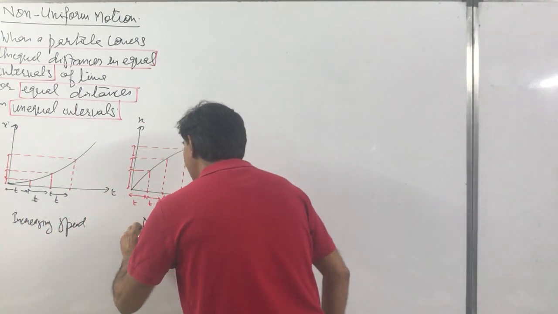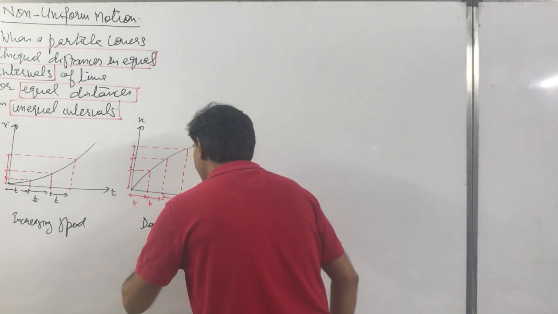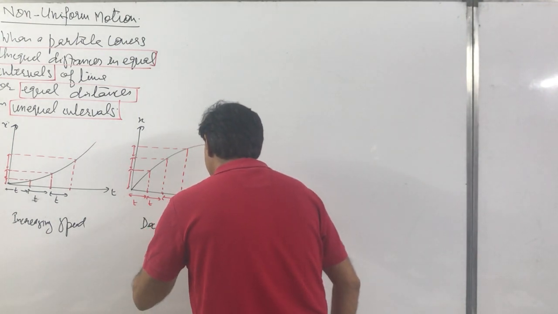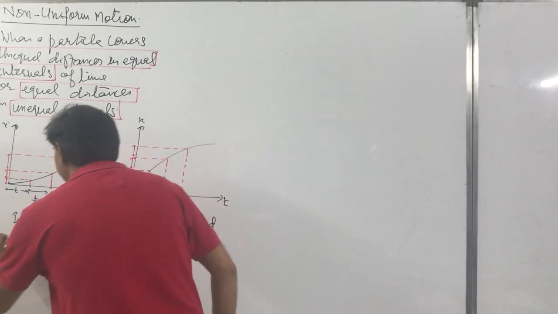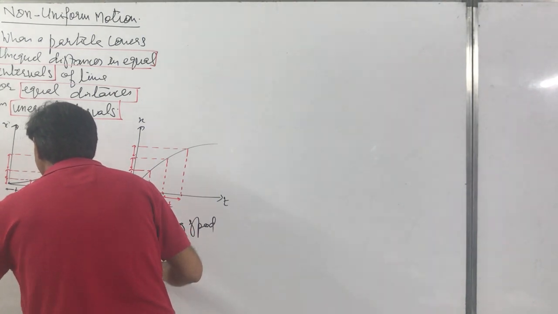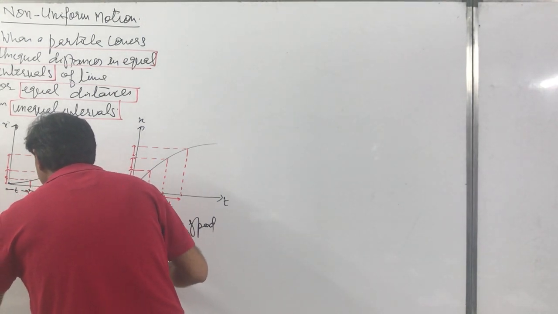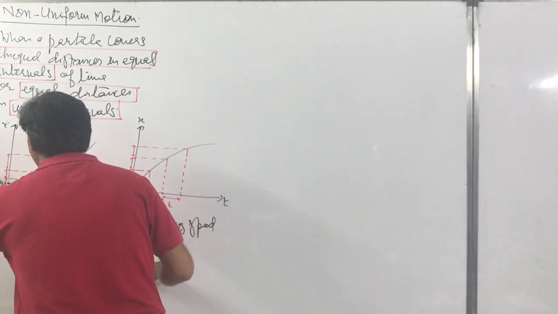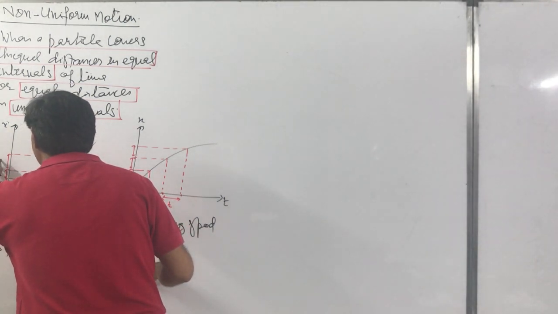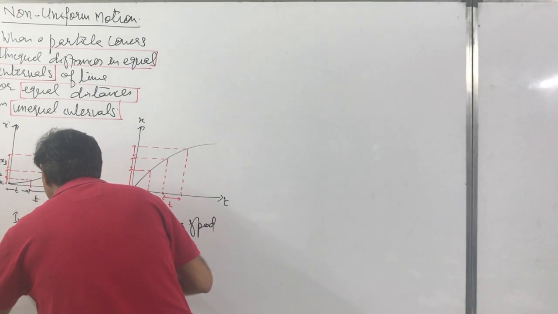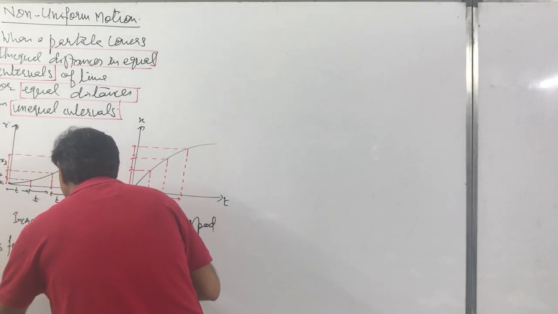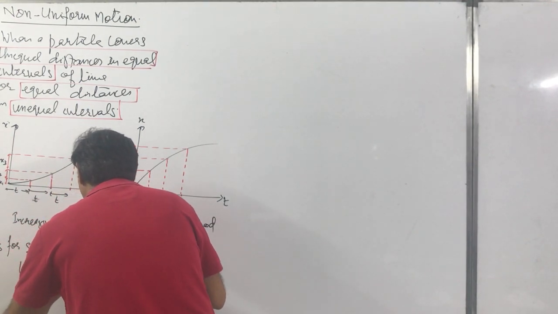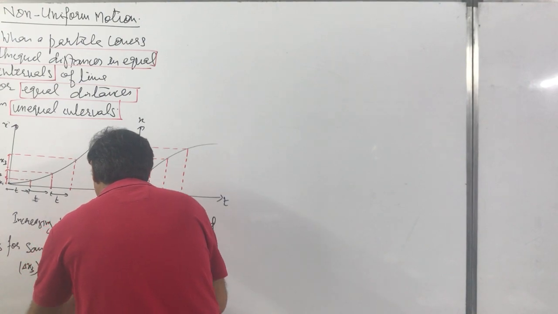And this is decreasing speed. क्यों है ये increasing speed? As for same t, this is delta x1, this is delta x2, this is delta x3. Delta x3 is greater than delta x2 is greater than delta x1.